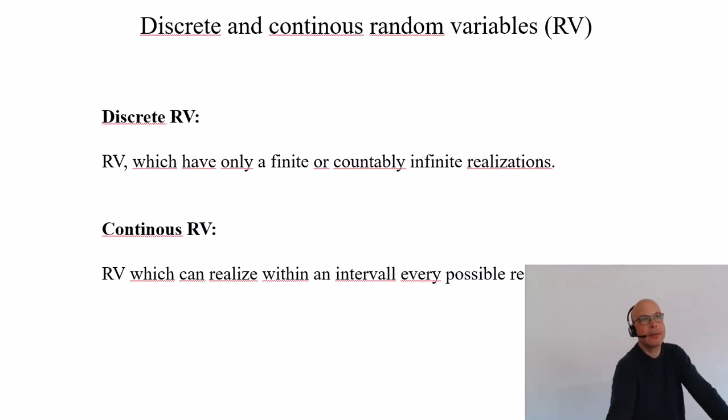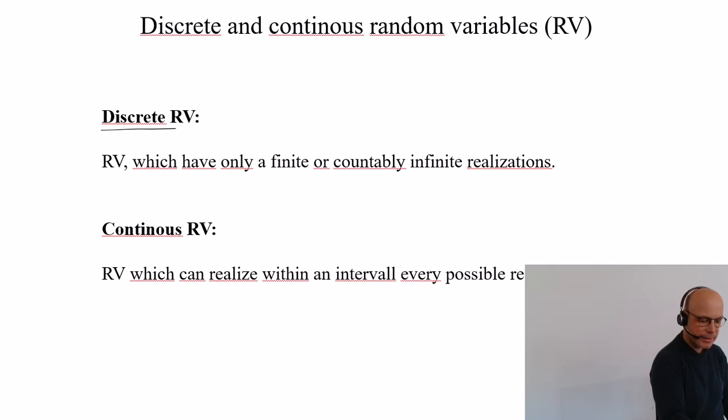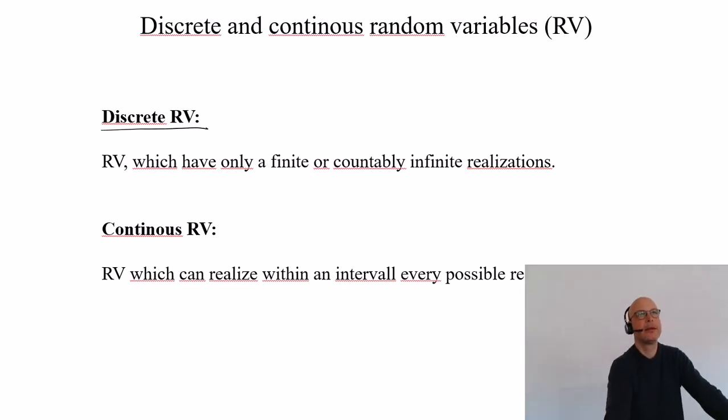Okay, but now also in statistics, we are dealing with different kinds of random variables, and making this experiment, throwing a dice or flipping a coin, we say that this is a discrete random variable.